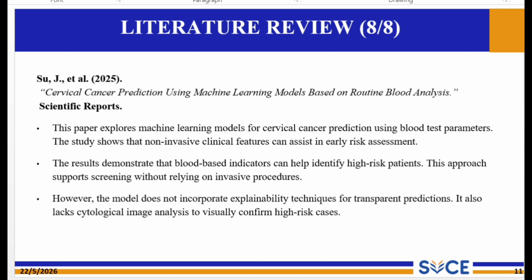So what I would like to conclude is, from the literature survey, we observed that most existing systems focus only on either clinical prediction or image analysis. Very few systems provide an integrated, explainable and practical framework. This research gap motivated us to develop our two-stage cervical cancer detection system.